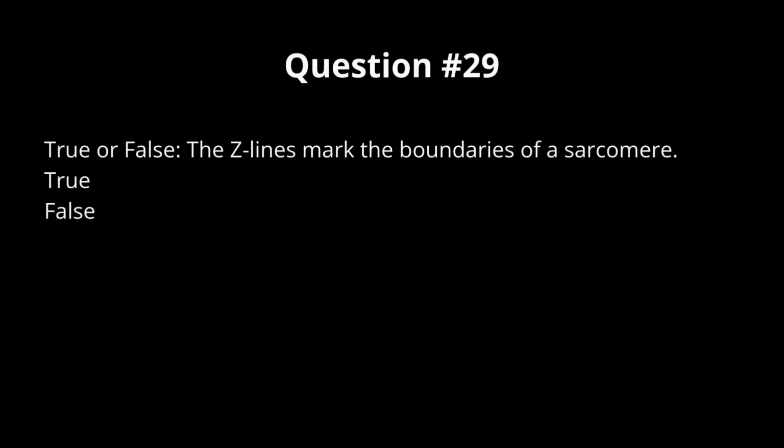Question number 29. True or false? The Z-lines mark the boundaries of a sarcomere. The correct answer is true. A sarcomere extends from one Z-line to the next, with actin filaments anchored at each end.